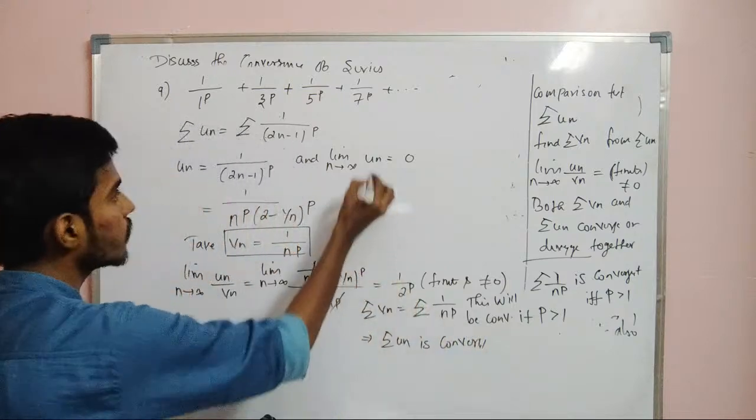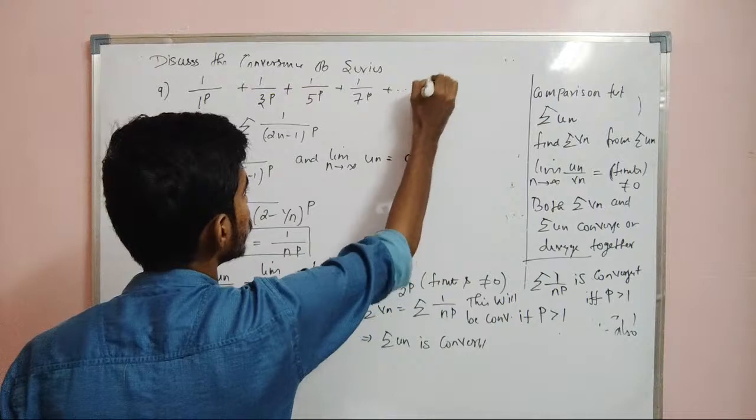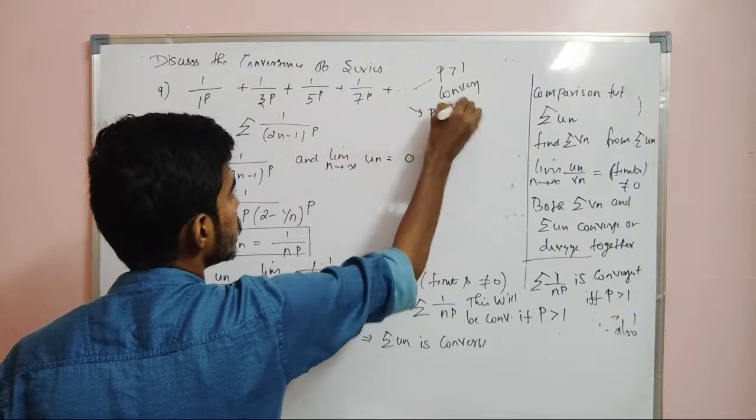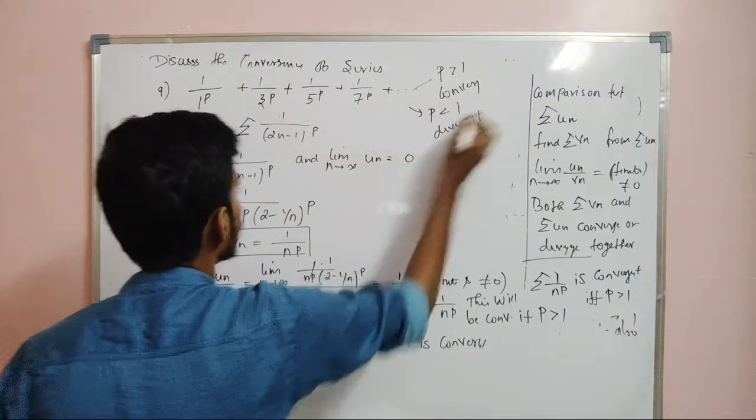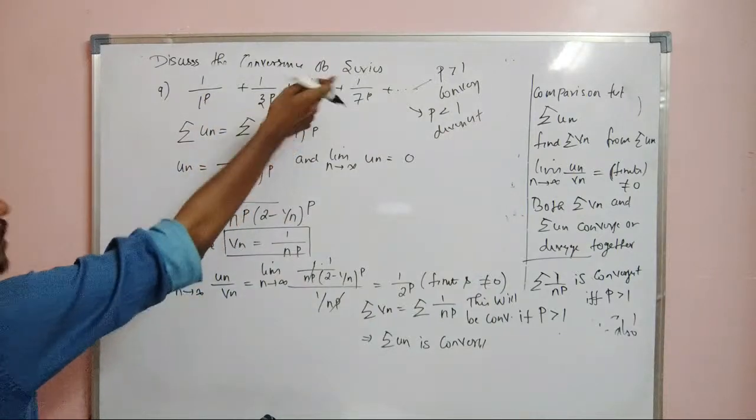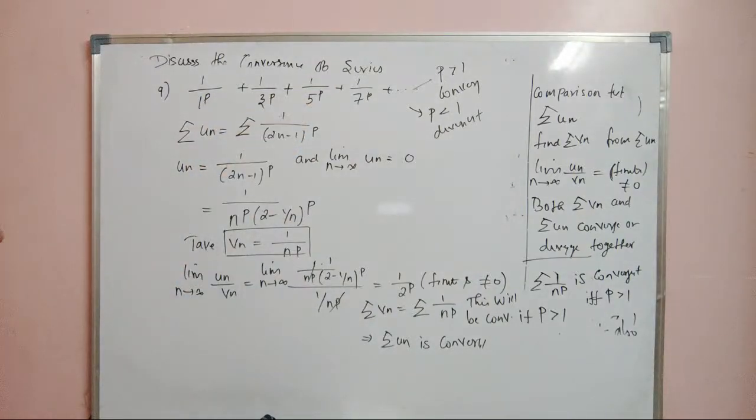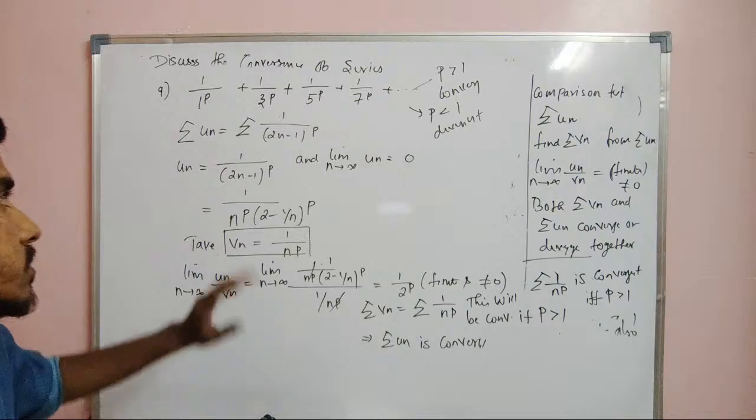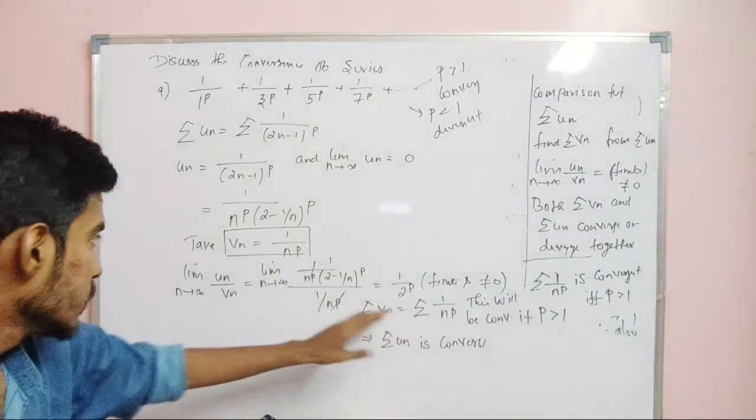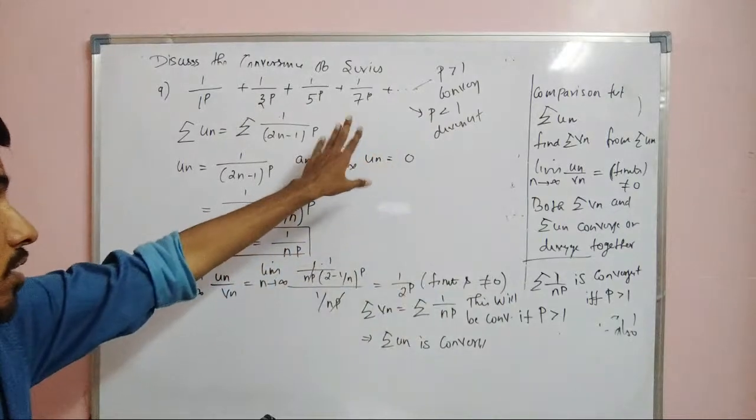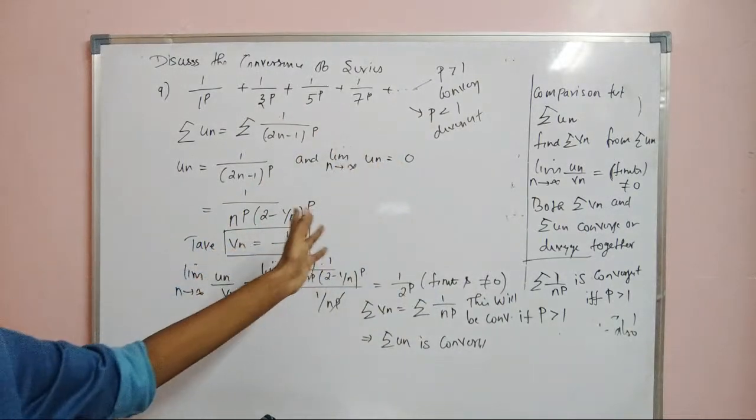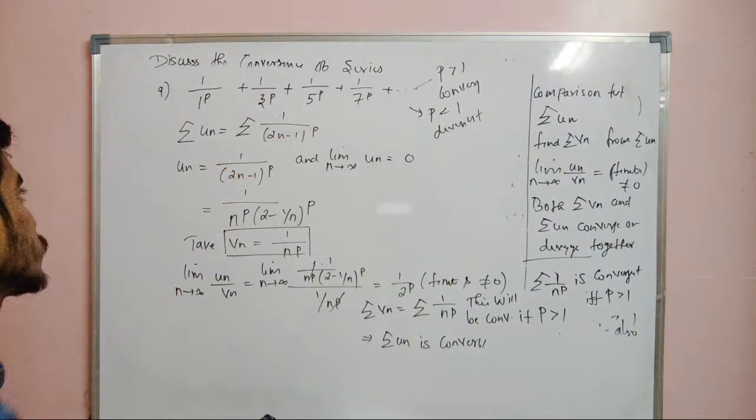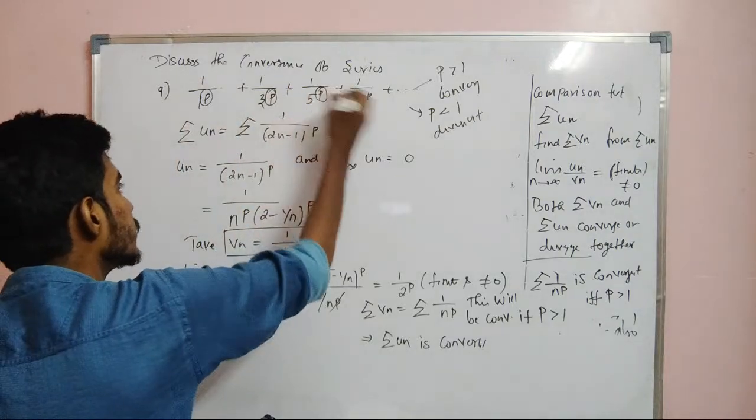So this problem we can divide into two parts. If p is strictly greater than 1, the series is convergent. If p is strictly less than 1, the series is divergent. Suppose I have 1 by 1 power 1 by 2, 3 power 1 by 2, 5 power 1 by 2, then this series will be divergent, right? In the exam they will ask for what values of p this series is convergent. So the series is convergent if p is strictly greater than 1. For what values of p the series is divergent, you need to write if p is strictly less than 1, then the series will be divergent.